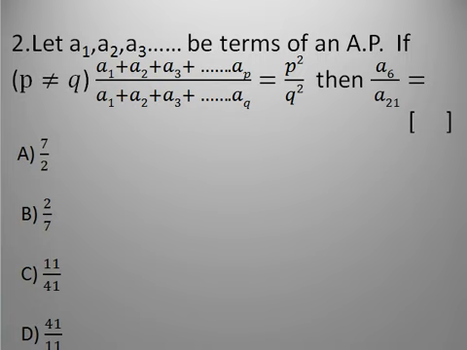Let me explain the question. The first term is a1, and a1, a2, a3 are the terms of an AP. So they are all in arithmetic progression. There are two numbers, p and q, and they are not equal. Then the sum of the first p terms divided by the sum of the first q terms equals p square by q square. Then the sixth term divided by the 21st term is asked, and your 1 minute time starts now.